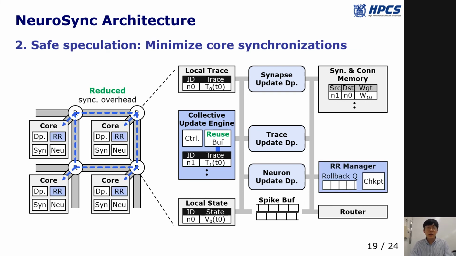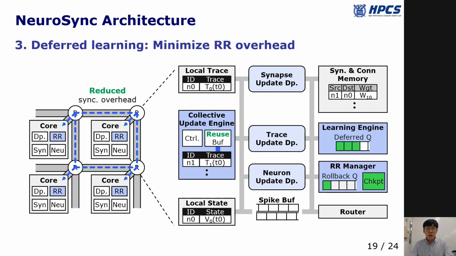Second, NeuroSync relaxes the synchronization using safe speculation. By adopting rollback and recovery manager, NeuroSync can synchronize only periodically without affecting the simulation accuracy. However, safe speculation incurs large rollback and recovery overhead due to the belated spikes. Accordingly, we introduced the deferred learning engine which defers the post-learning. The deferred learning engine handles the list of deferred computations and flushes them on demand. Using the deferred learning engine, we greatly reduce the rollback and recovery overhead. So our resulting architecture, NeuroSync, enables fast and energy-efficient simulation.